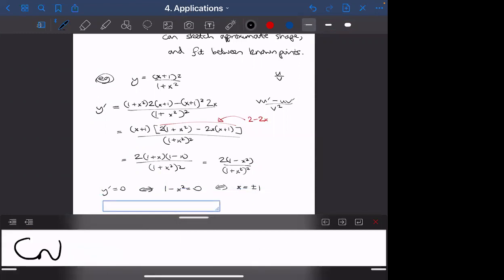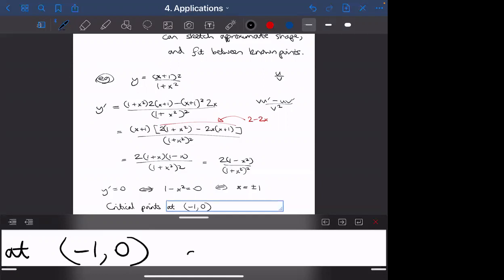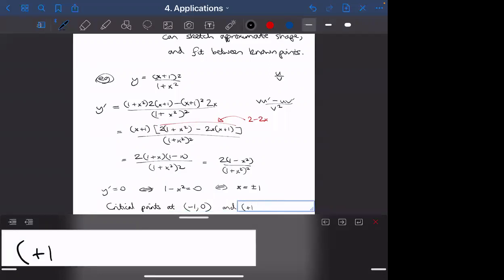So critical points at minus 1 and plus 1. And what's the value at minus 1? The value at minus 1 is 0. And the value at plus 1 is 2 squared over 2, which is 2.